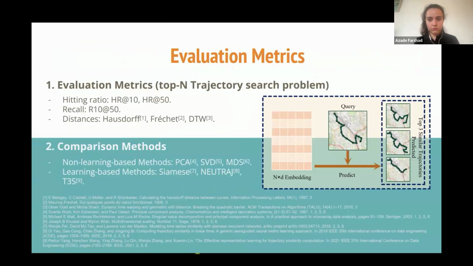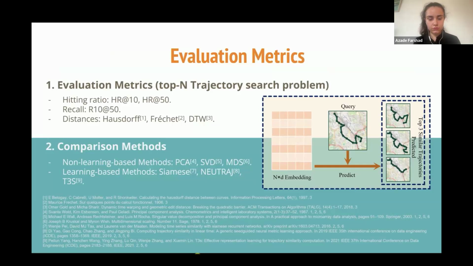Specifically, given a query trajectory, the model outputs the top-n similar trajectories based on the embedding under a certain distance function. The higher similarity search accuracy indicates the more accurate learned embeddings of the original trajectory dataset by the model. The distance functions we use here include Hausdorff, Frechet, and DTW. Following the standard evaluation procedure, two evaluation metrics are involved. The first one is hitting ratio, which is HR at 10 and HR at 50. The second one is recall, which is R10 at 50.